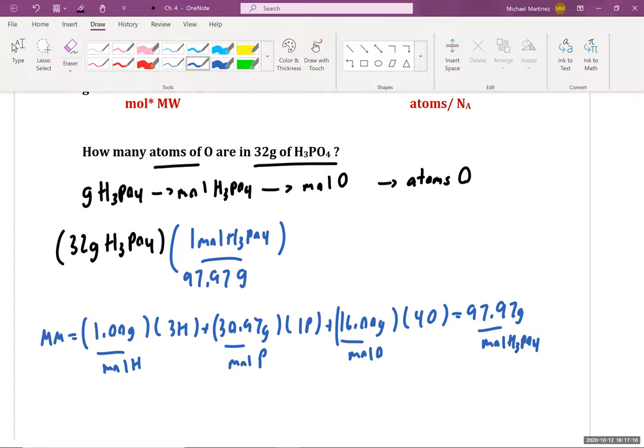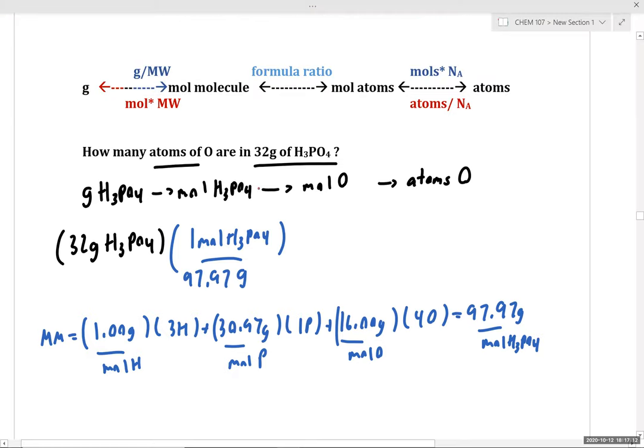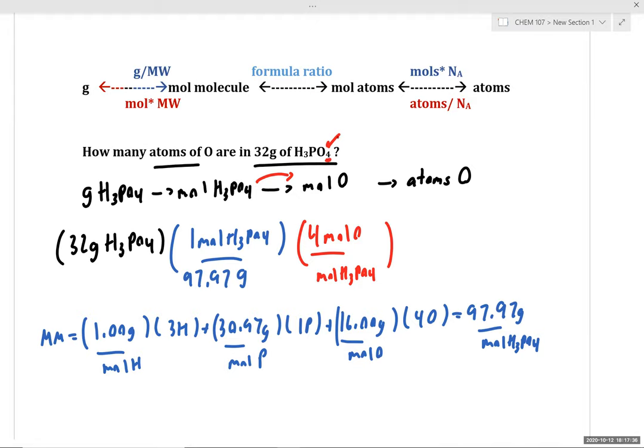Perfect. So we have this part set up. We're next trying to go from the moles of phosphoric acid to the moles of oxygen. And how many moles of oxygen do we have per mole of phosphoric acid? 4, exactly right. Does everyone see the 4 oxygens in the formula? Perfect. It's nice to see some confirmation in the chat.